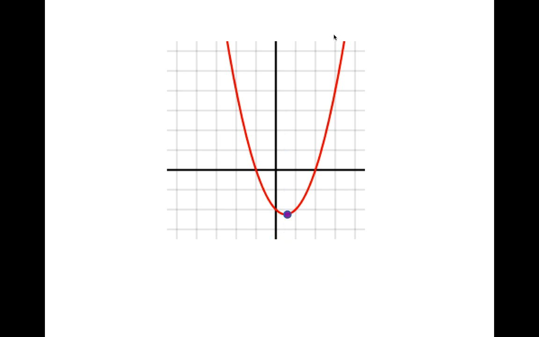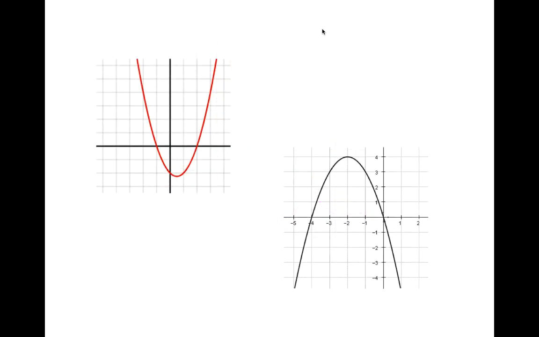This little point that sits at the bottom of our graph is called its vertex. If it has a vertex down at the bottom like this, we say that it is a minimum value. If it has a vertex at the top, like this one, we say that it is reaching a maximum value.